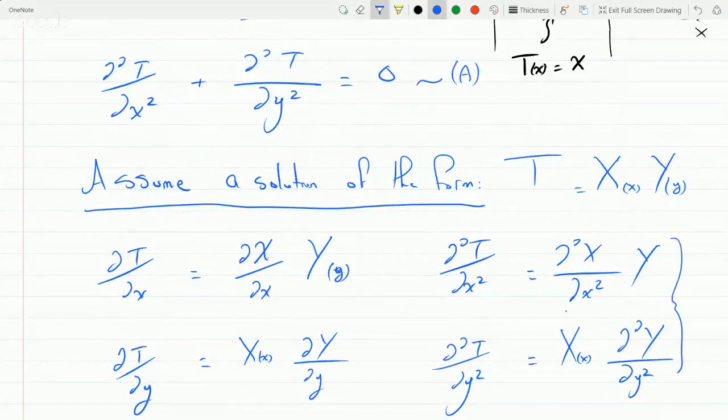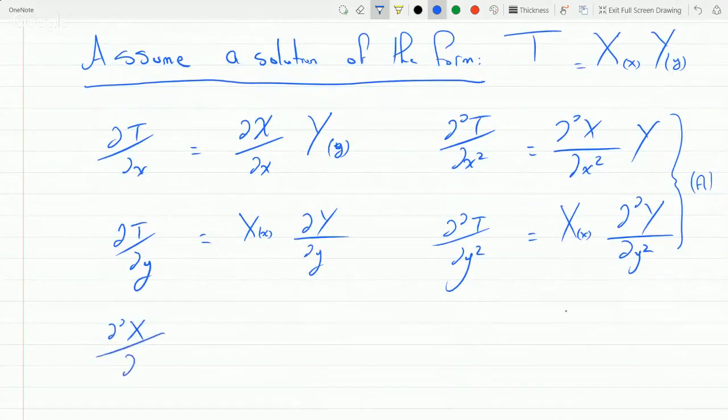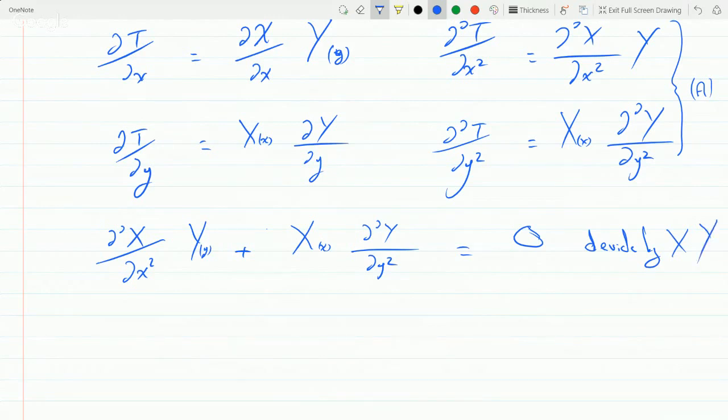So now we're going to plug these two in equation A. And so we're going to get d squared X over dx squared times Y plus X times d squared Y over dy squared equals 0. Okay. And now we're going to divide both sides. This is now called separation of variables, the method. You're going to separate the variables. So we're going to divide the entire equation by XY.